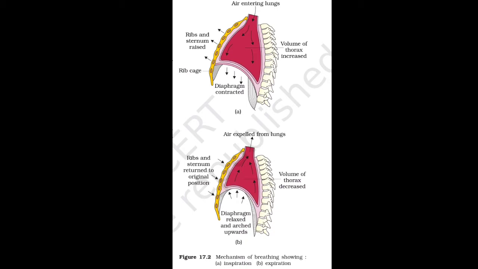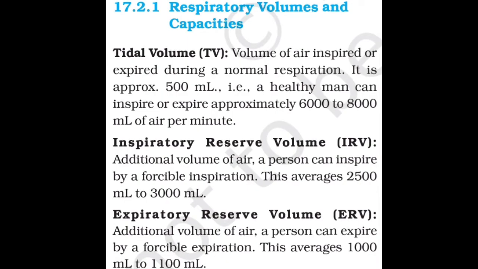Inspiration and B. Expiration. A. This is air entering lungs. This is ribs and sternum raised. This is rib cage and diaphragm contracted. This is volume of thorax increased. B. This is air expelled from lungs. This is ribs and sternum returned to original position, and this is volume of thorax decreased and diaphragm relaxed and arched upwards.